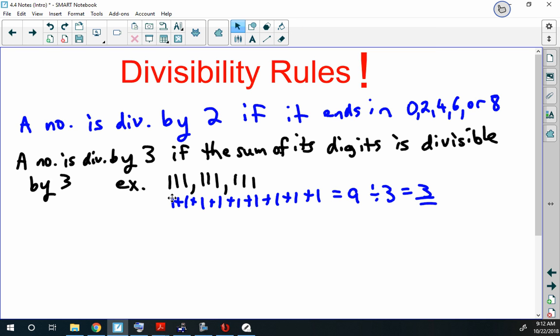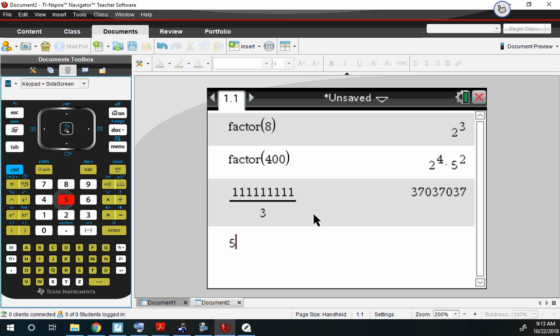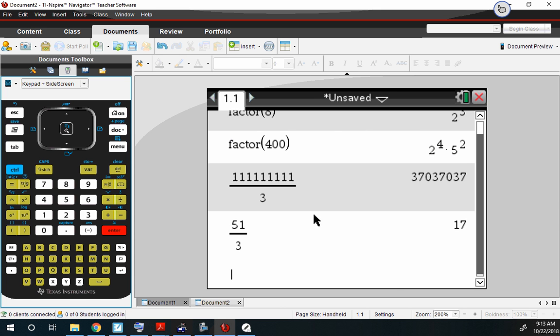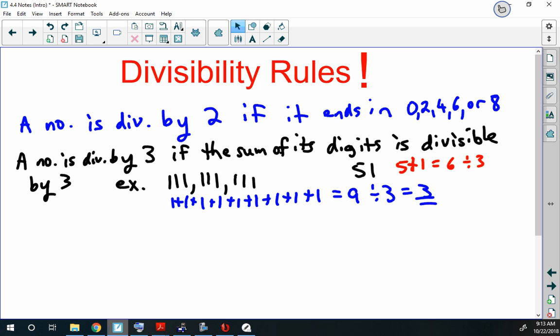Another one that we've probably seen was 51. 5 plus 1 is 6, and 6 is divisible by 3. So 51 is divisible by 3. 51 divided by 3. Okay. How do we feel about that rule for 3? Does it make sense? Cool.